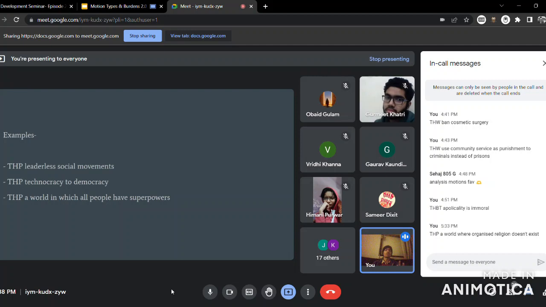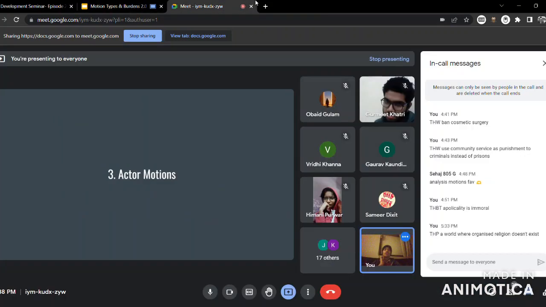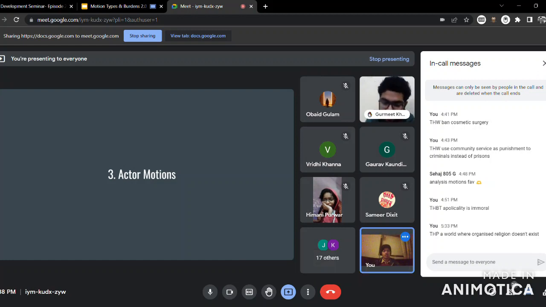you have to be clear that in a "this house prefers a world" type of motion, the comparison is between the world that this motion talks about, which is an imaginary world, versus the status quo. You cannot introduce a third world. So that's on "this house prefers" motions. Cool. We're done with analysis motions, which is the second type of motion.